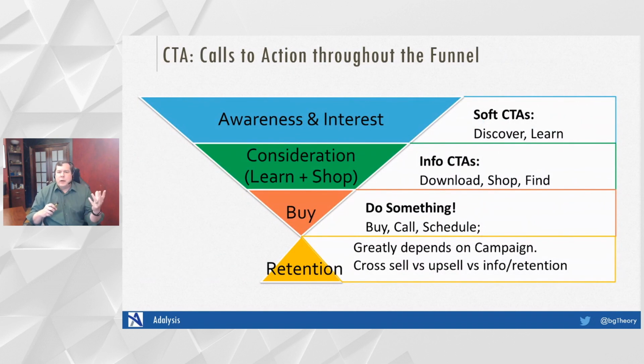Because if they don't know about us, we can't say, buy right now, right? That's more of a discover this, learn about this. Then they move to shop, find, download, and then if they're ready to buy, you definitely want to say, schedule something now, call us right now, buy this product, right? So matching the CTA to the funnel still matters, even with responsive search ads.